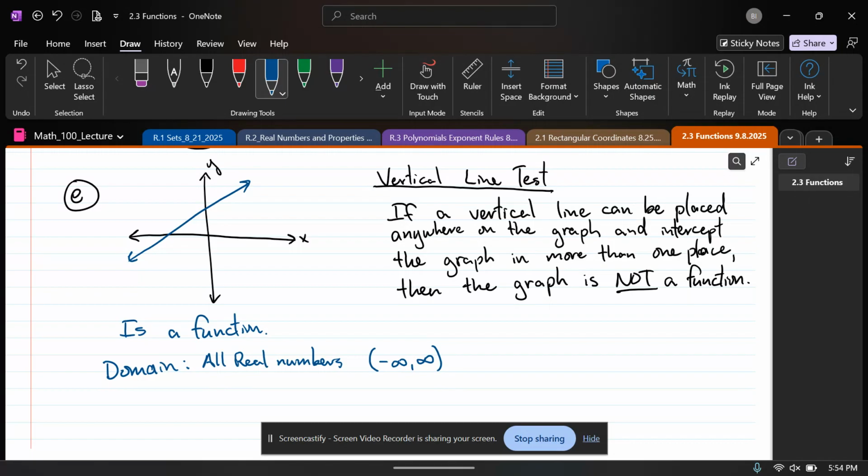You can't ever get to infinity. But he thought you could. Bless his heart, he was a toy. The range, however, is also all real numbers.